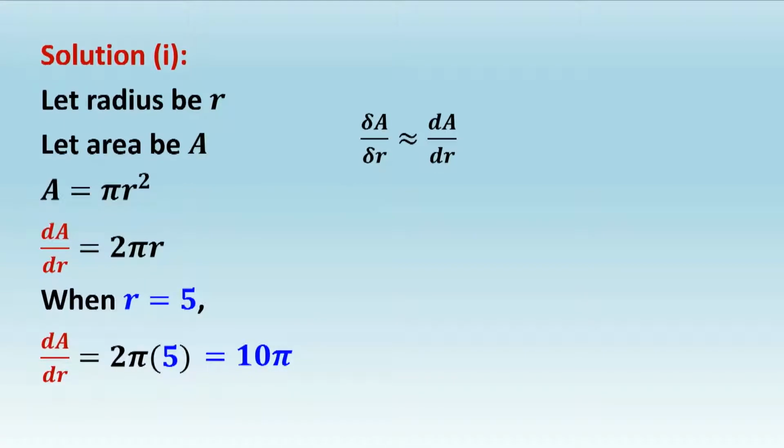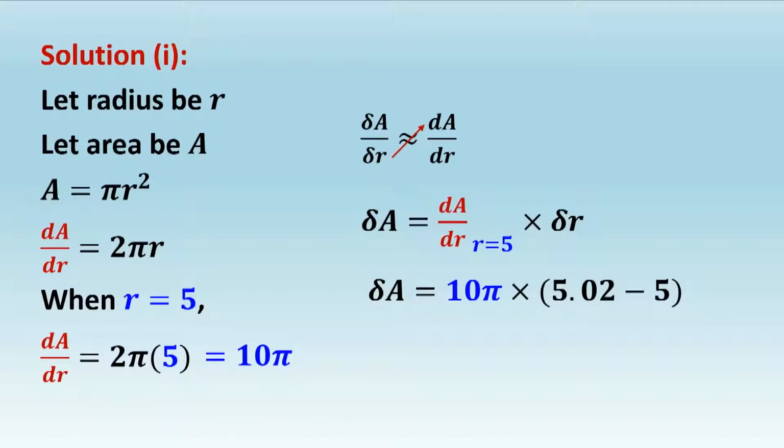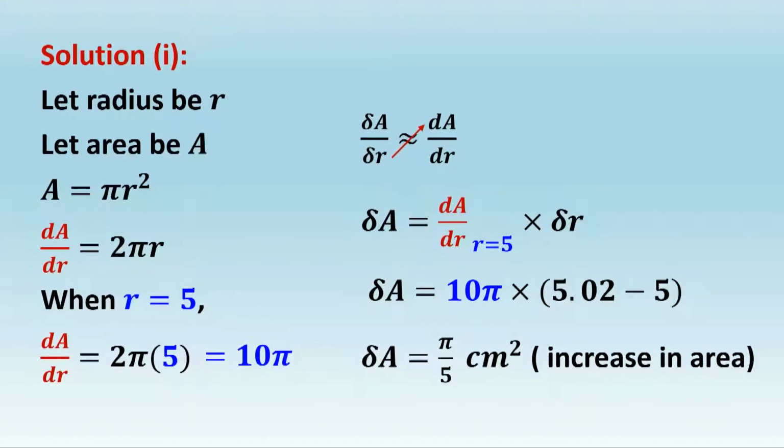Delta A over delta r is approximately dA by dr. Cross-multiplying and making delta A the subject of the formula, we get delta A is equal to dA by dr at r is equal to 5 multiplied by delta r. Substituting the values, we get delta A is equal to 10 pi multiplied by 5.02 minus 5. Evaluating this, we get delta A is equal to pi over 5 centimeter squared, which is the increase in area.